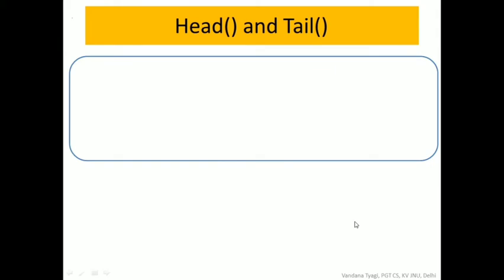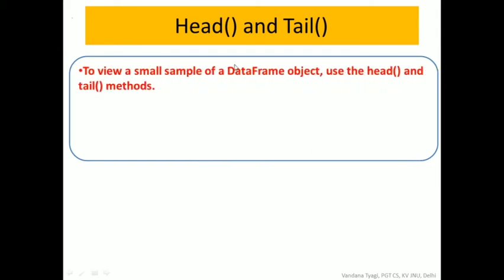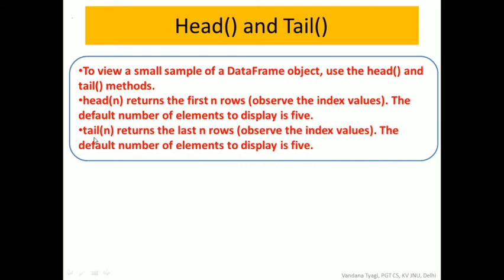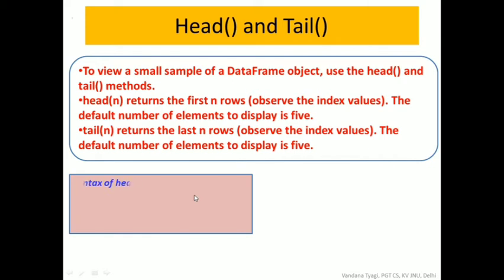Now coming to head and tail functions. As we are aware, if we want to extract a small sample of data from a data frame, we use the head and tail functions. head(n) will return the first n rows, as head is top. By default, if we are not specifying any n value, it will show 5 records. And tail(n) will return the last n rows, and if n is not specified, the last 5 records.